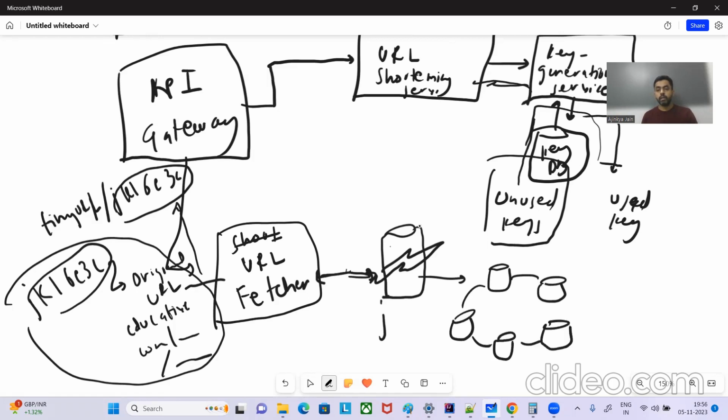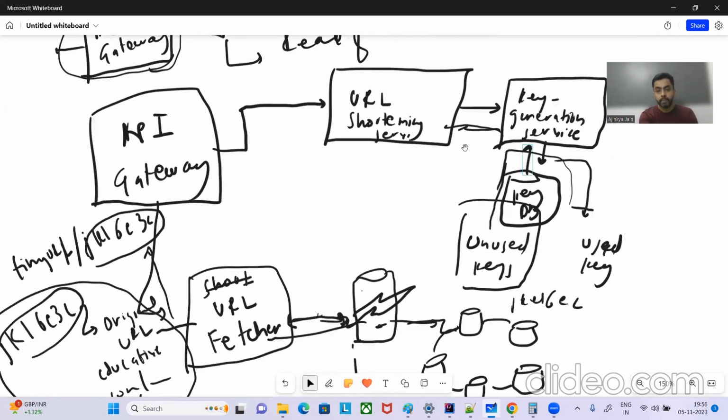wherein the key would be the short keys, JKL6E3C, whatever it is. If it is not in the cache, we'll look up the database, fetch the long URL, and also store that short and long URL mapping in the cache, and then return it to the user. So this is the high level flow. We saw that the writes will be separate from the reads so that the latency is minimum for the reads. There will be separation of concerns over here.